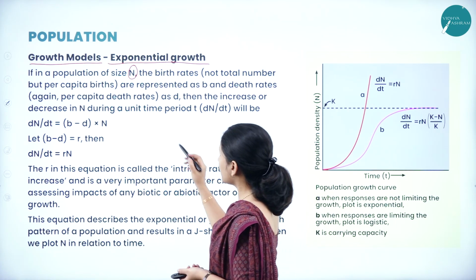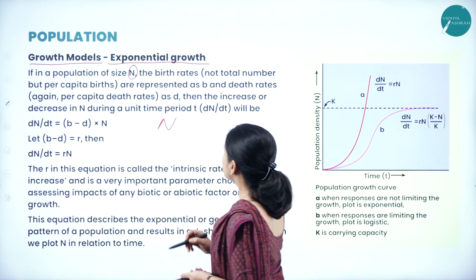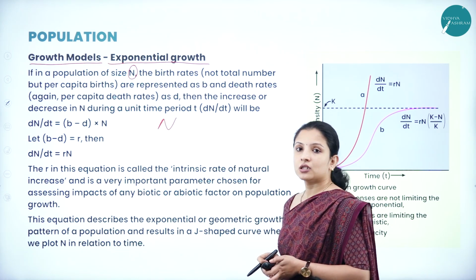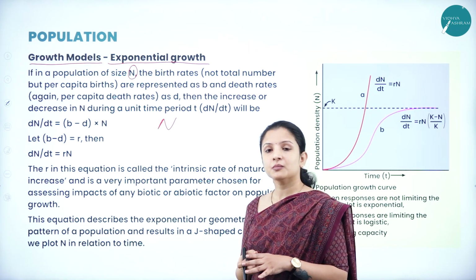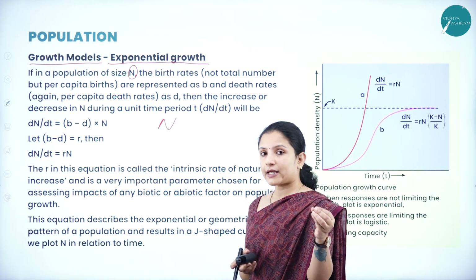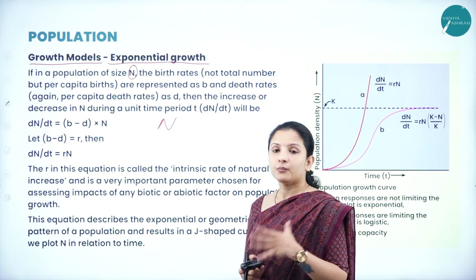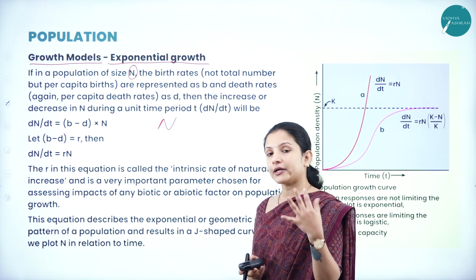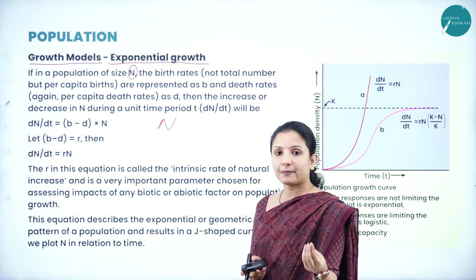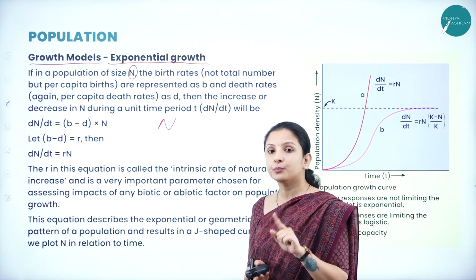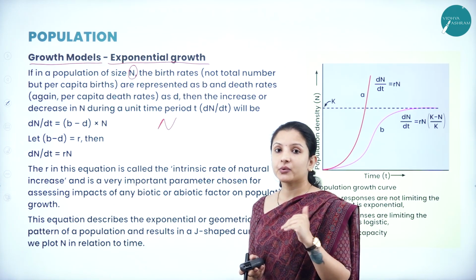So if in a population of size N, the birth rates, which means it is not the total number but per capita. Here we are not calculating the individual birth rates. We are calculating the total number per capita birth rates. So I told you in the previous session, per capita birth rate. We are not calculating the births here. We are calculating the birth rate.